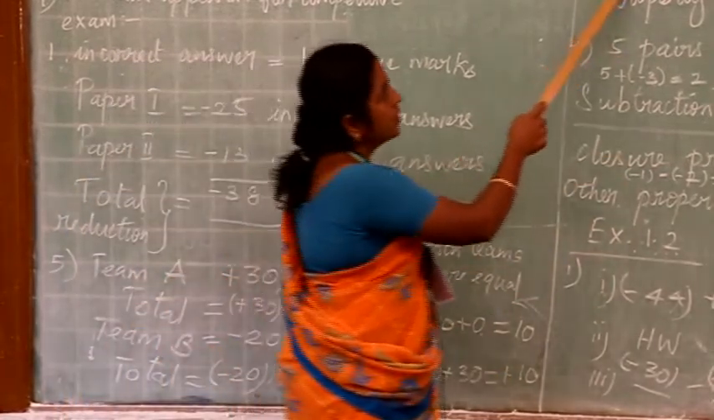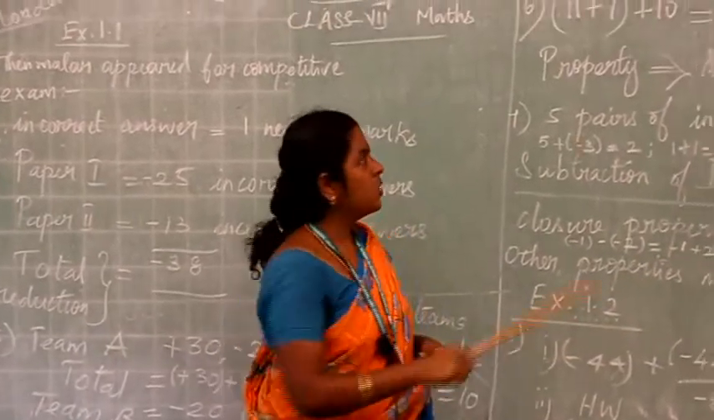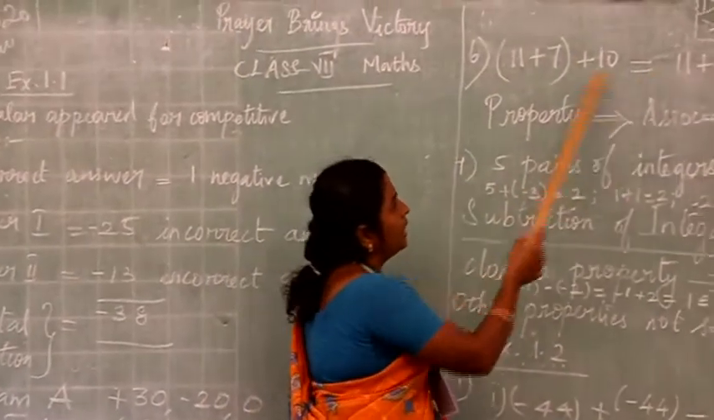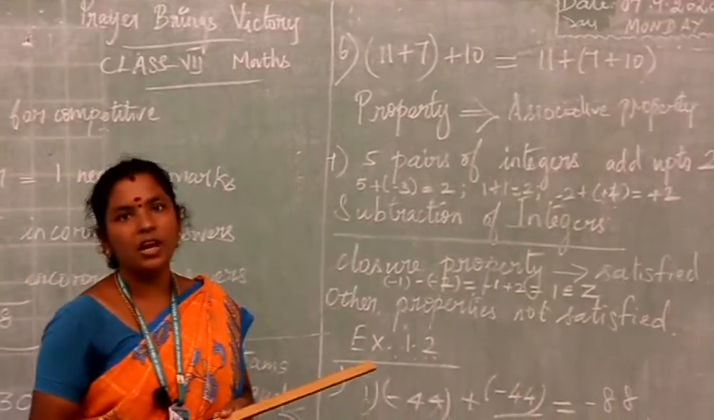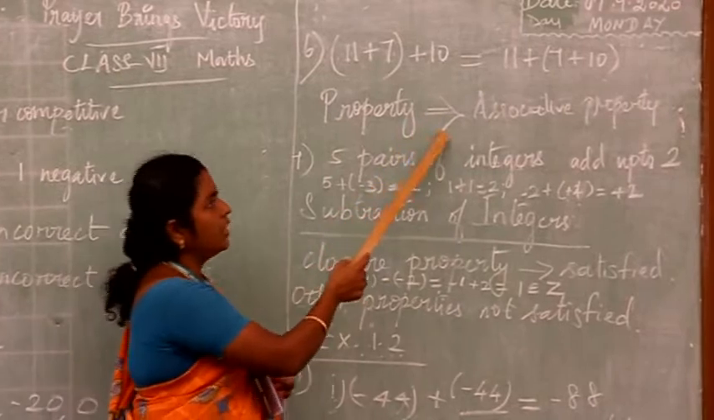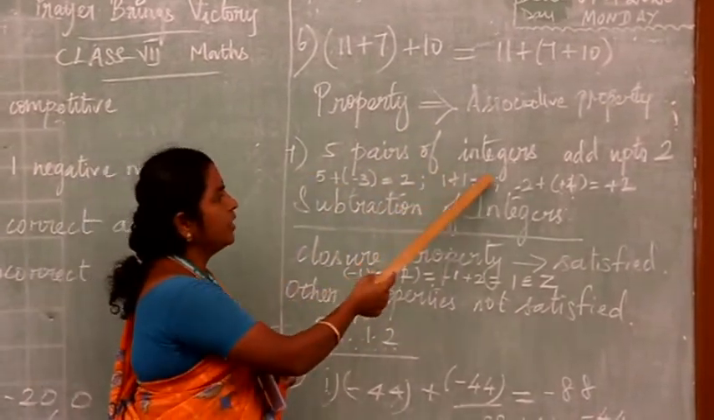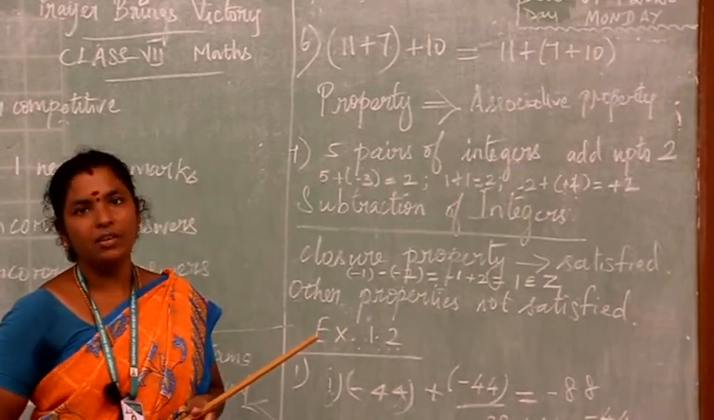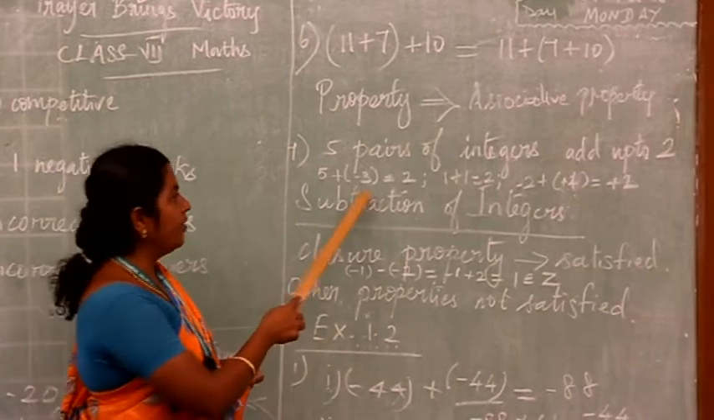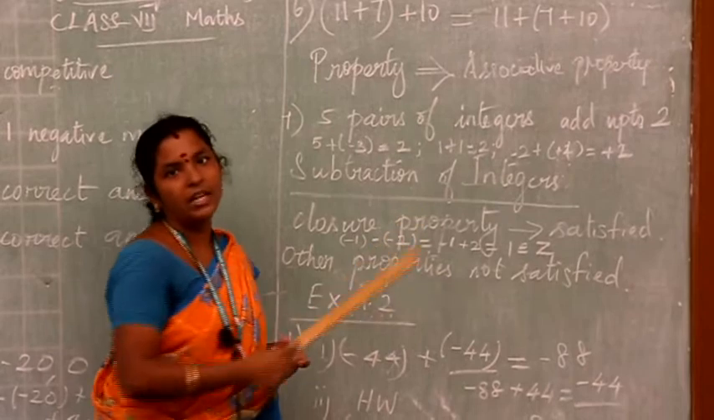The next question is to say which property it is and whether the two sides are equal or not. As you know, the same numbers are repeating on the left and right side and only the brackets are varying there. So you know it is the associative property. The next question is to give 5 pairs of integers that add up to 2, that is, you have to get the answer as 2. Likewise you have to give any 2 integers there. I have given you 3 examples here. Similarly go for 2 more examples and you can give the answer over there.